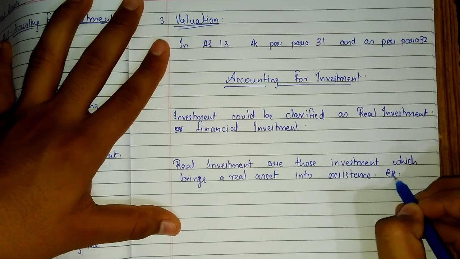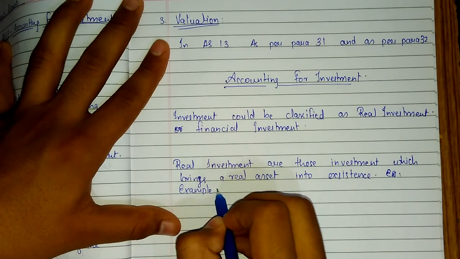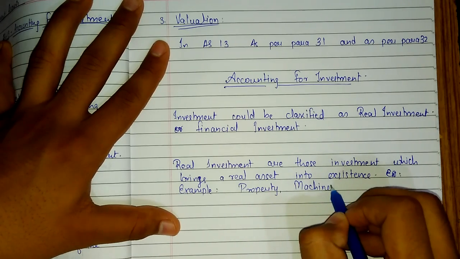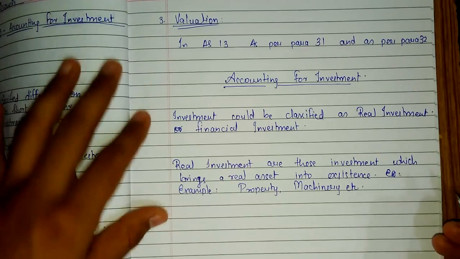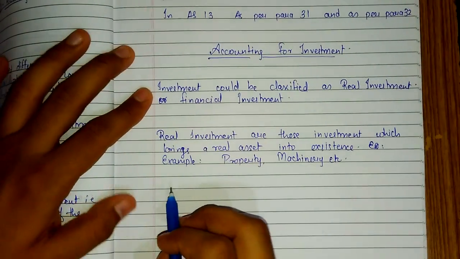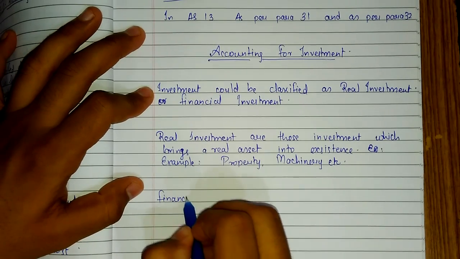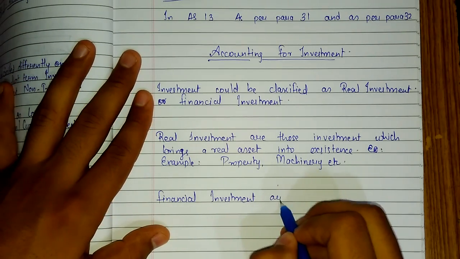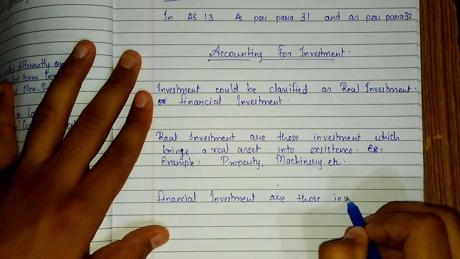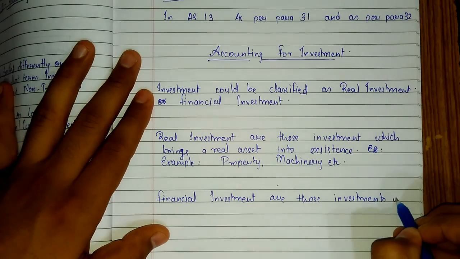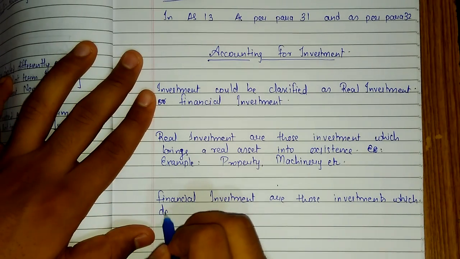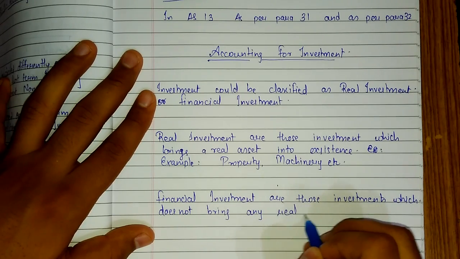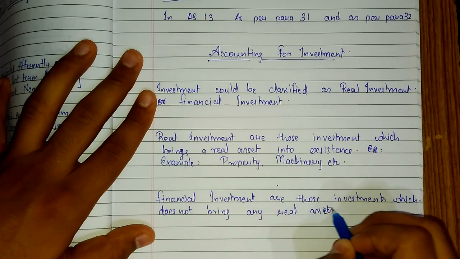Example, property, machineries, etc. Now we need to understand what financial investment means. Financial investments are those investments which do not bring any real assets into existence.